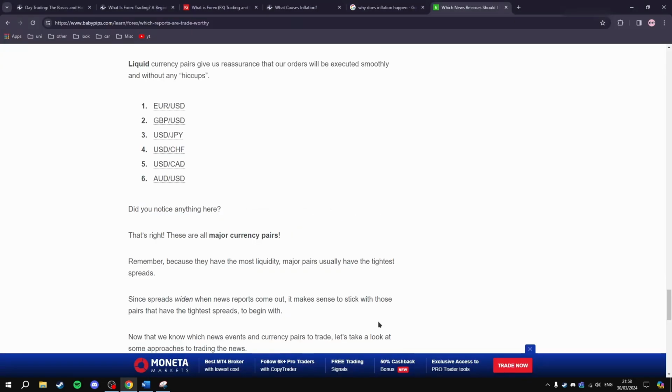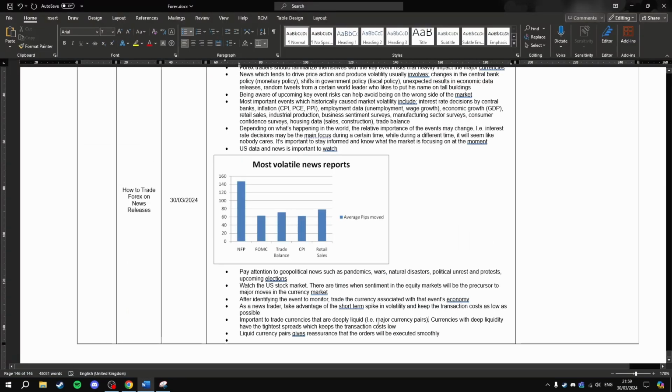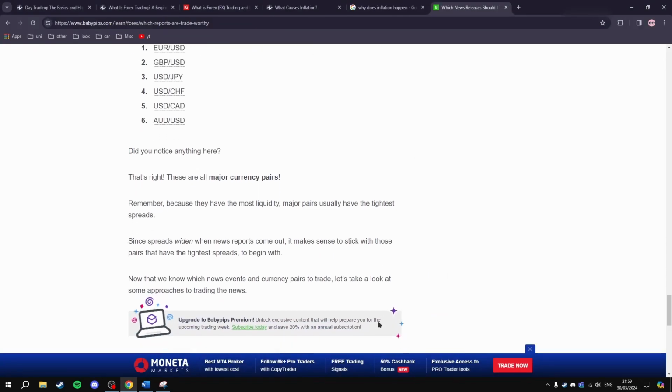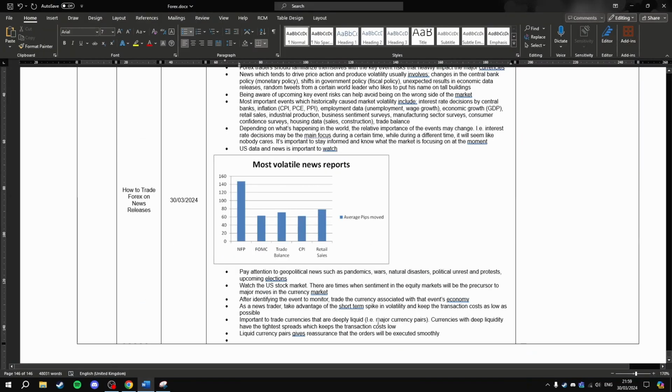Remember, because they have the most liquidity, major pairs usually have the tightest spreads. Since spreads widen when the news reports come out, it makes sense to stick with those pairs that have the tightest spreads to begin with.